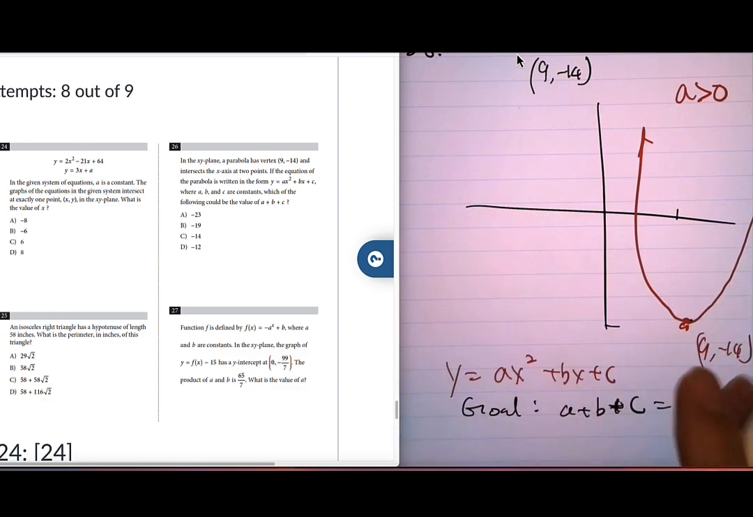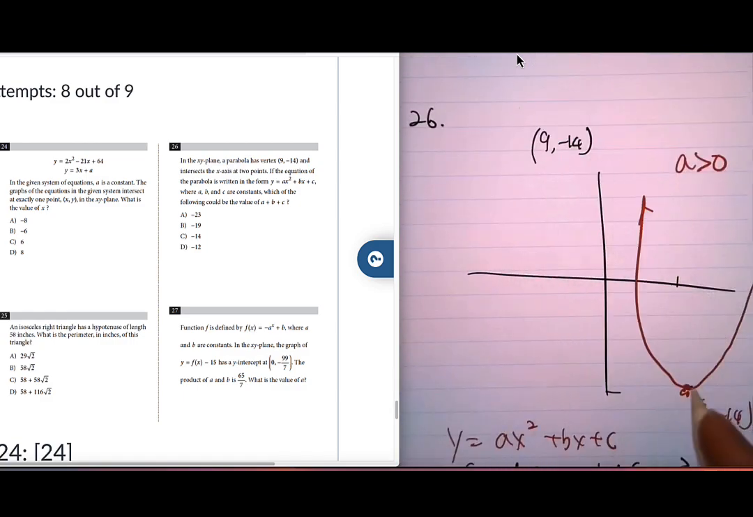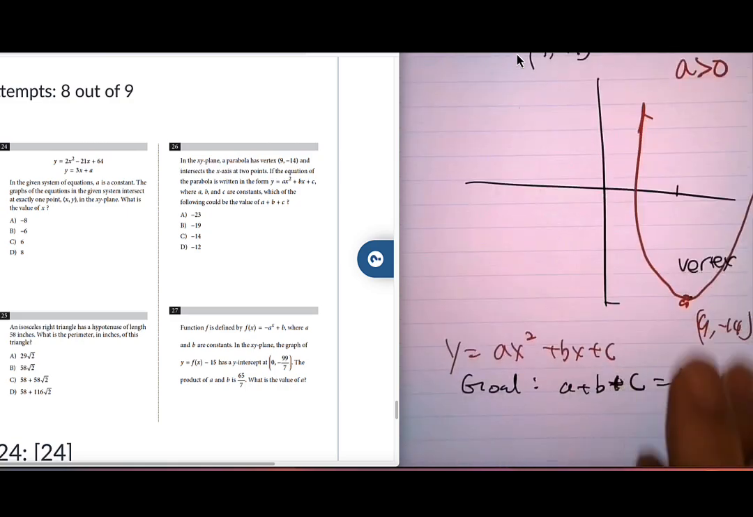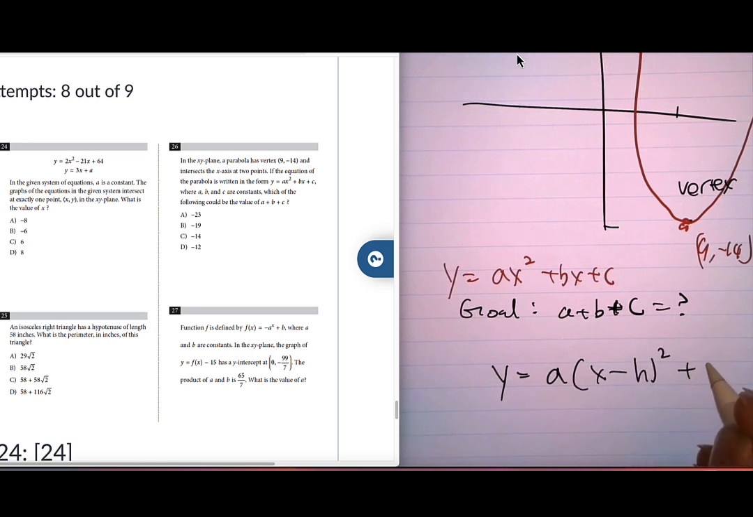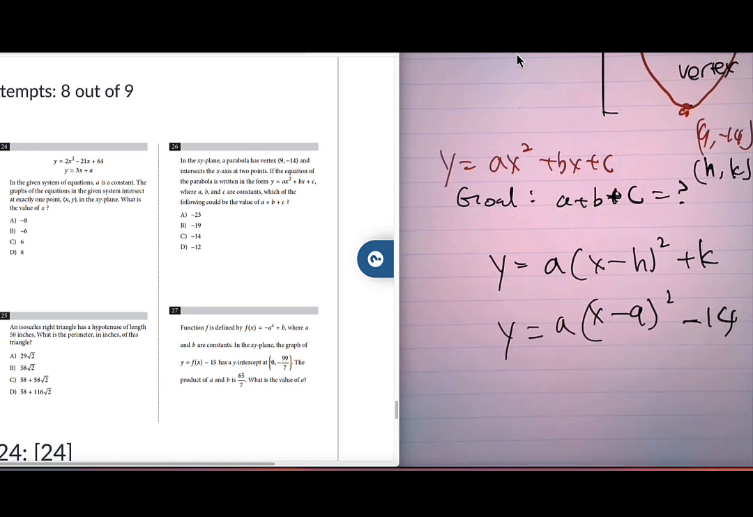Okay, so we're gonna first write it in vertex form because they gave us the vertex. The vertex form is a complete square form where y equals a(x minus h) squared plus k. So we can say that h equals 9 and k equals negative 14. So I'm going to plug it in: (x minus 9) squared, and k will be negative 14. Alright, so we got y equals this quadratic form.